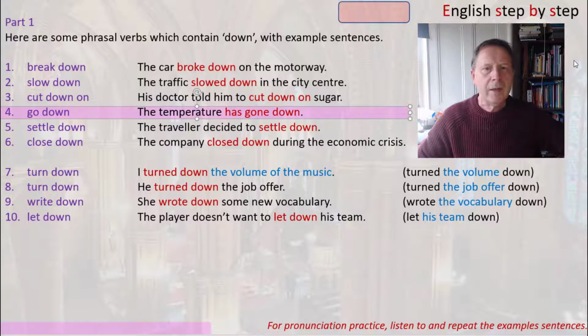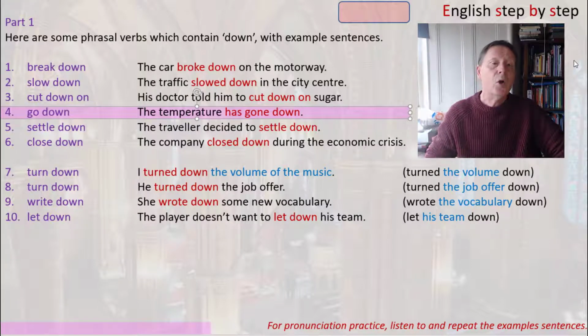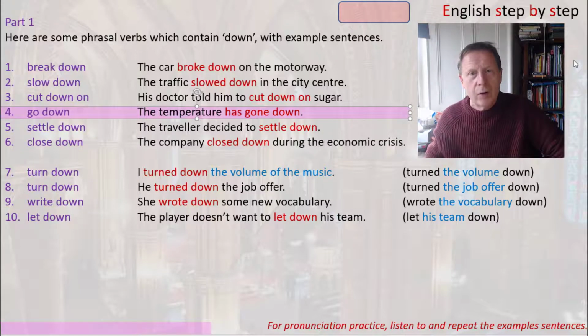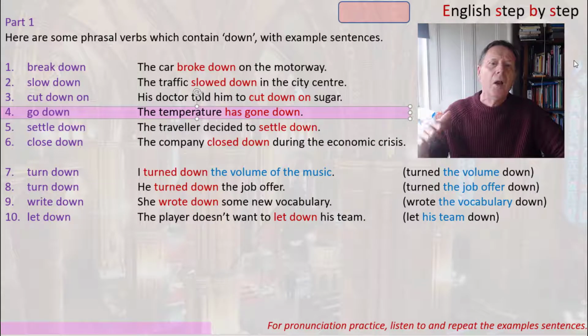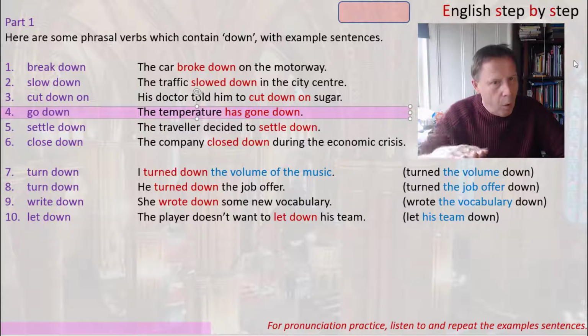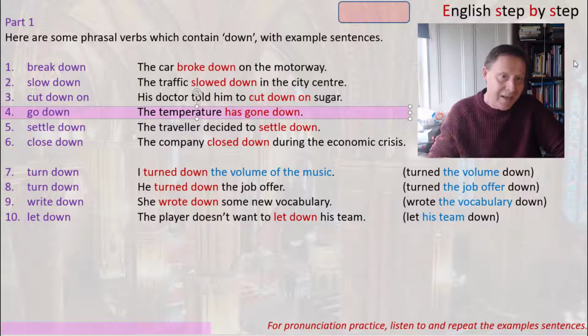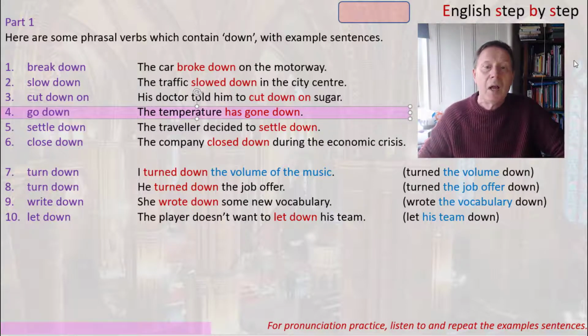The next one is go down. And of course, that's the opposite of go up, which we have in the video on the phrasal verbs with up. So here, go down is to decrease or to fall. Go up, of course, means increase or rise. So here, the temperature has gone down.